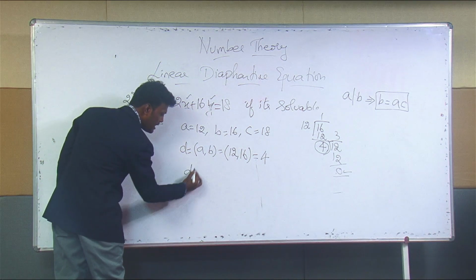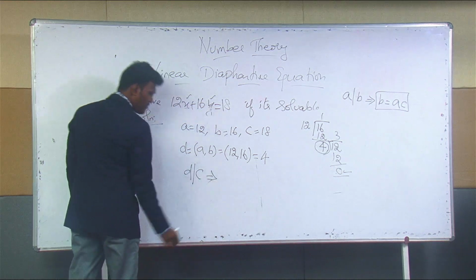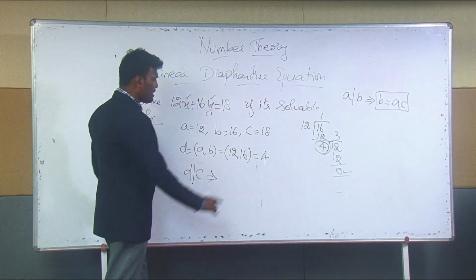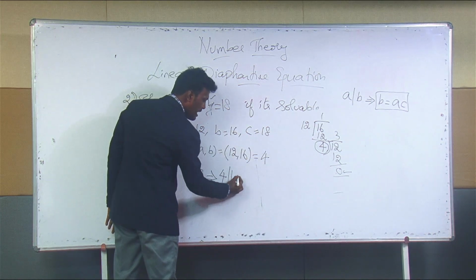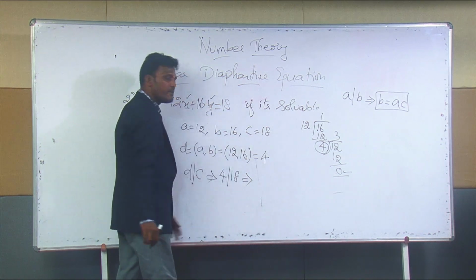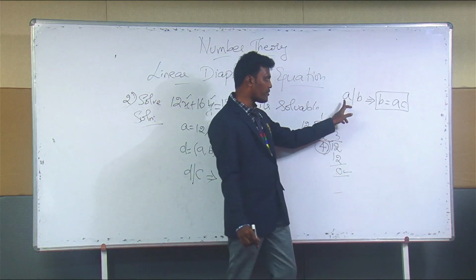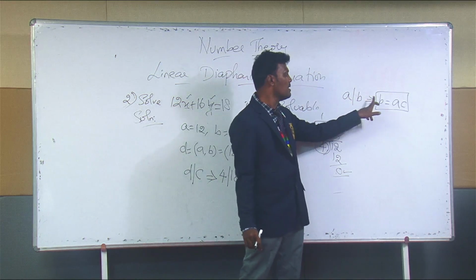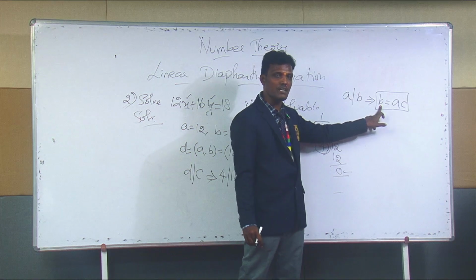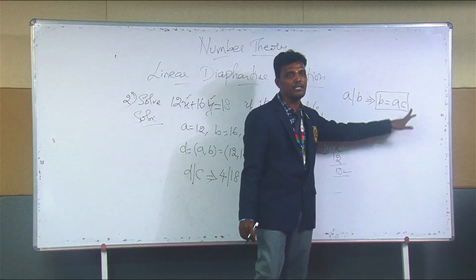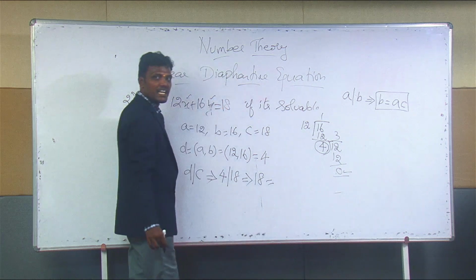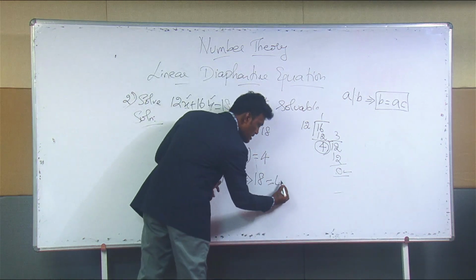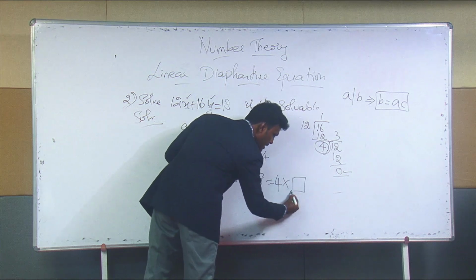How? D divides C. Now the D value is 4, so 4 divides C. What is your C? It is 18. So what is the divisibility concept? According to the definition, A divides B means B can be expressed as the first term times some other integer. So here, 18 can be expressed as the first term times some other integer.